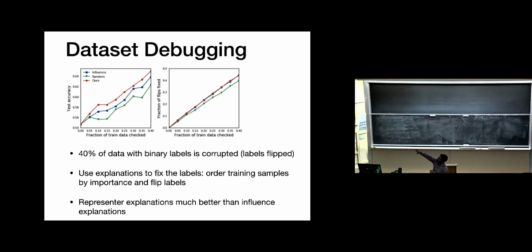You can see that as I check more and more of the training data, the red curve shows how much the accuracy improves. You go up to 65% accuracy, which is still not perfect, but this was a completely automated way for me to improve the training data set. And this was a very difficult case where 40% of the data, almost half, was misleadingly corrupted. These negative representer points are exactly able to figure out what's wrong. We also compared it to randomly flipping labels and using influence functions, and our approach was strictly better.